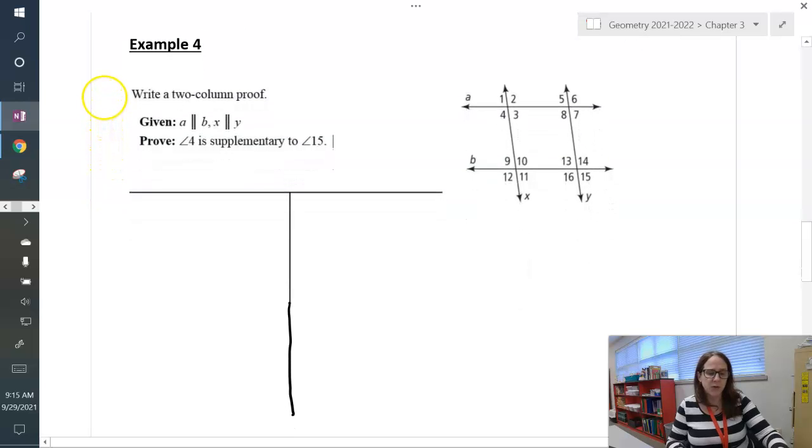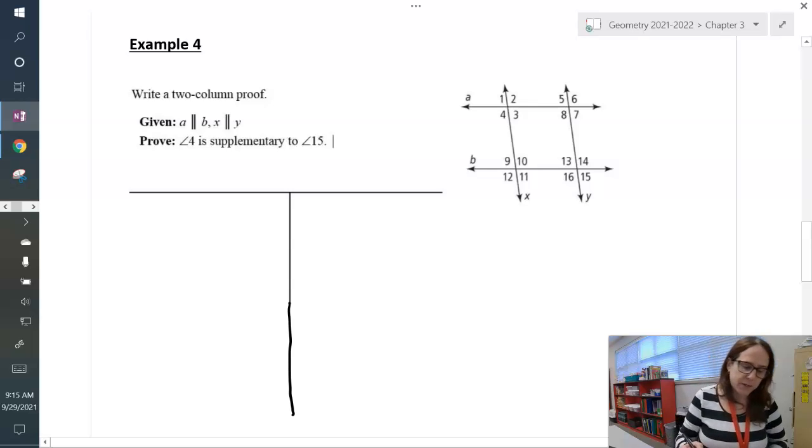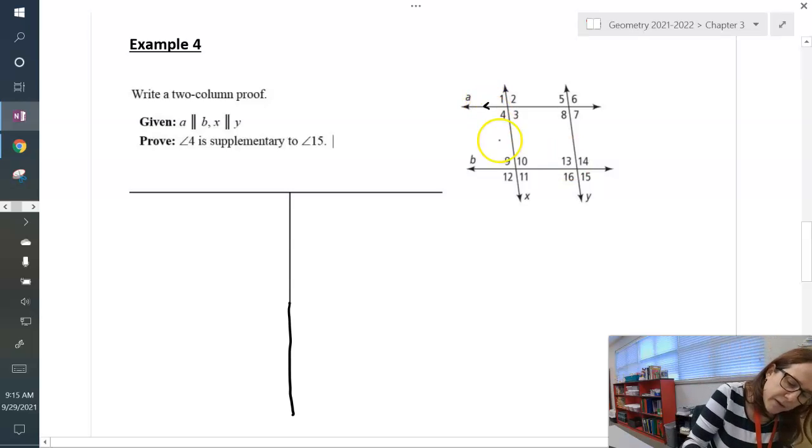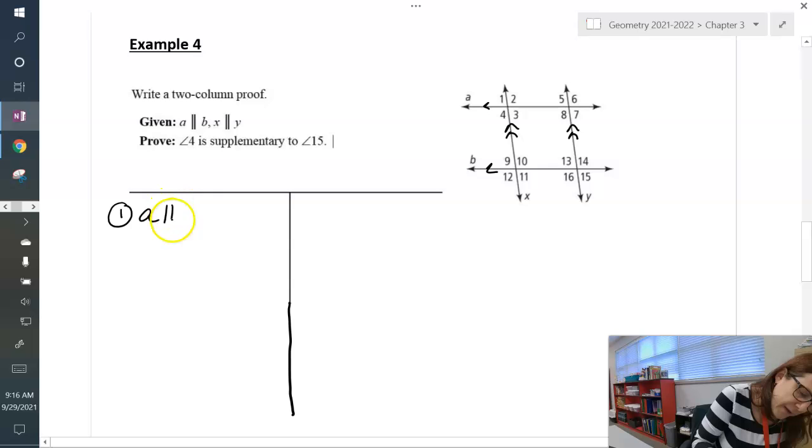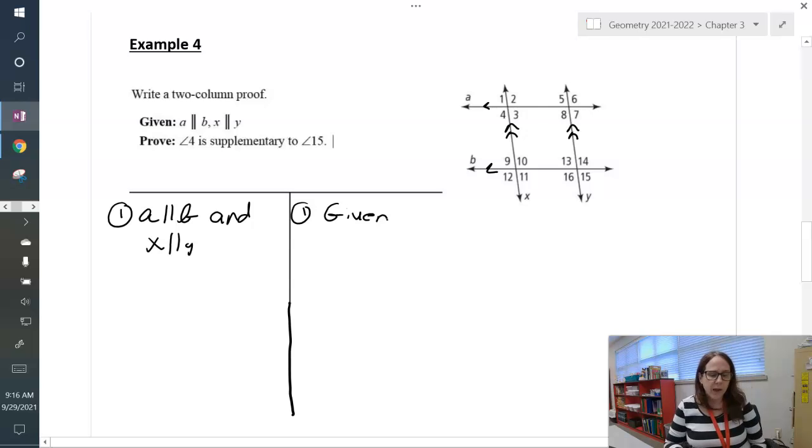Example 4, we're going to do another 2-column proof. We're told that line A is parallel to line B and line X parallel to line Y. So let's make sure we mark them on our diagram. A parallel to B and X parallel to Y. Write your given always. A is parallel to B and X is parallel to Y. And that's given. Now we're asked to show that 4 is supplementary to 15.